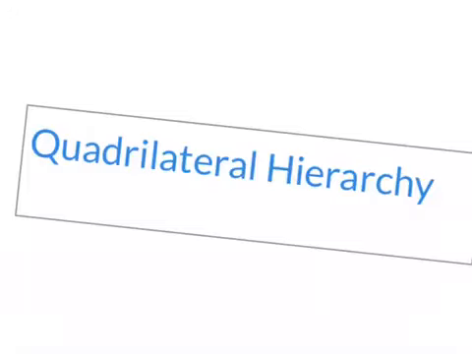Hey guys, today we're going to be talking about the quadrilateral hierarchy. A hierarchy is something that can be arranged or classified by rank. So we're going to be looking at the different attributes that we just learned about for all the quadrilaterals, and we're going to arrange them in a rank from least specific quadrilateral to most specific quadrilateral.